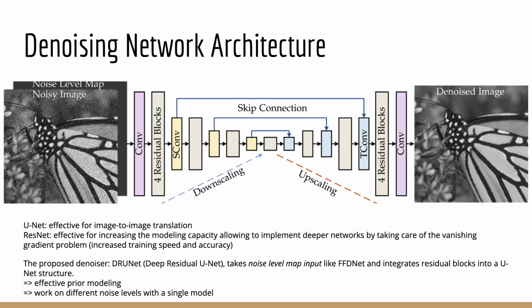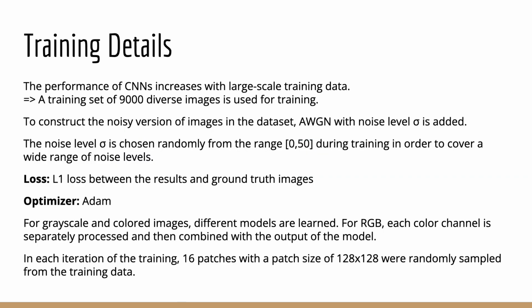And in this paper, the proposed denoiser is called Deep Residual Unit, DRUNet. It also takes the noise level as input, like FFDNet, another paper, and integrates residual blocks into a unit. This allows efficient prior modeling, and it can work on different noise levels with a single model. To train such a model, we need large scale training data, and they use a training set of 9,000 diverse images. To construct the noisy versions of the images, they use additive white Gaussian noise with noise level sigma. This noise level sigma is chosen randomly from the range of 0 to 50 during training. This is done to cover a wide range of noise levels, so they train a single model to cover all of these noise levels.